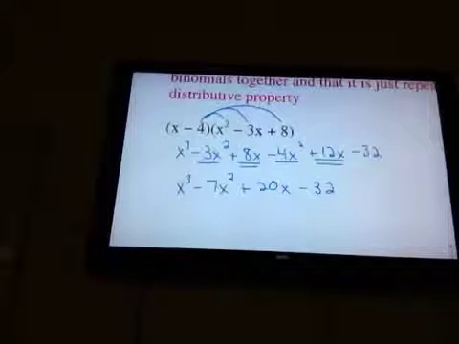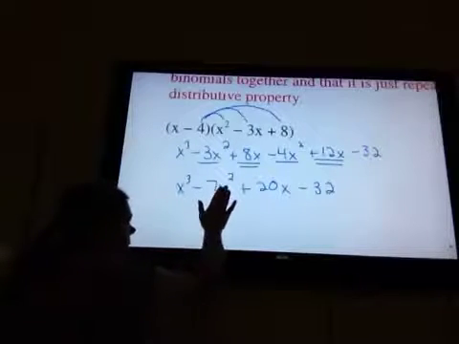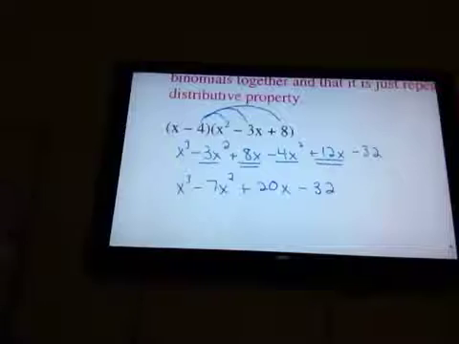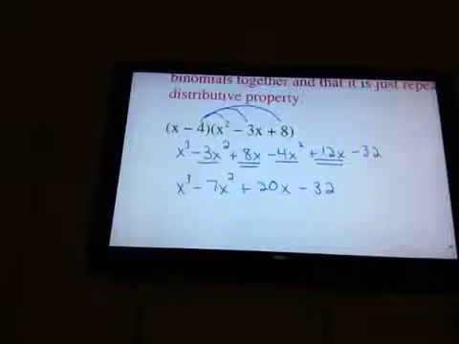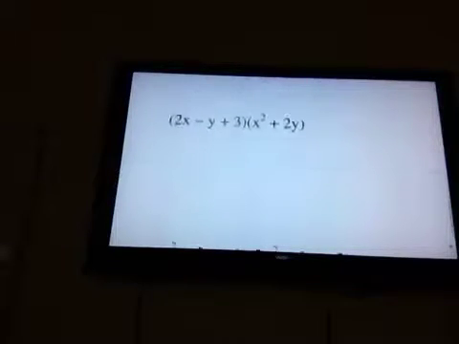This answer is written in what we call descending order, meaning we start with our highest power and we go down to our constant term. I'm really not particular about order at this point. It's important in Goal 4, but if you didn't have it in that order, I don't care, just so you have all the terms right. Okay.